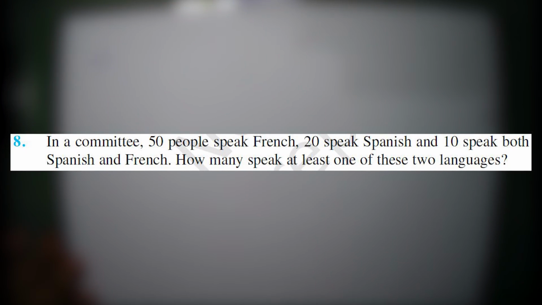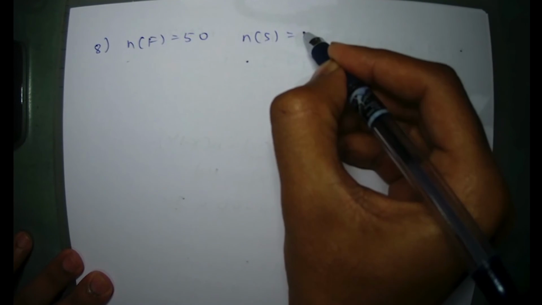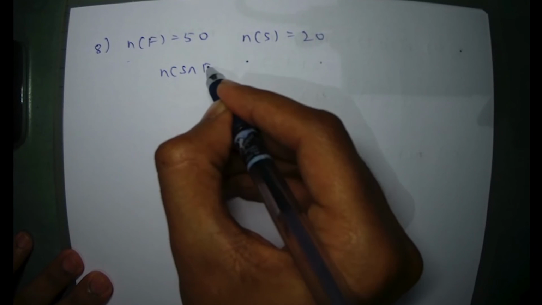Coming to question 8. If a committee has 50 people who speak French, 20 who speak Spanish, 10 who speak both Spanish and French, how many speak at least one of these two languages? So we have a committee where 50 people can speak French, so n of f will be 50, and we have 20 people who speak Spanish, so n of s will be equal to 20, number of people who speak Spanish, and there are 10 people who speak both Spanish and French. So we have n of s intersection f as 10 who speak both Spanish and French.